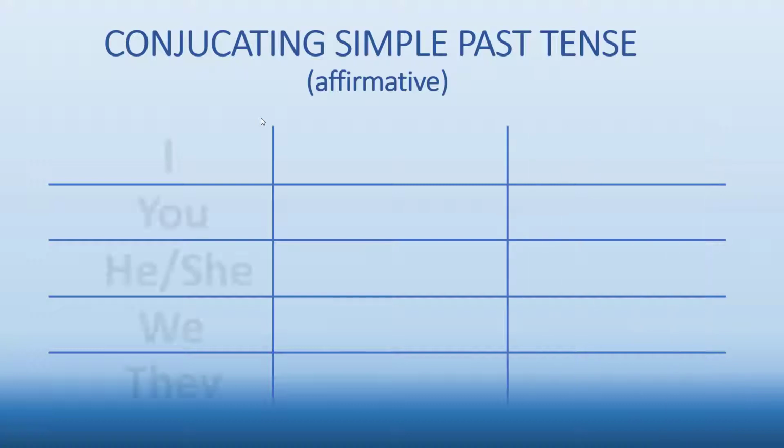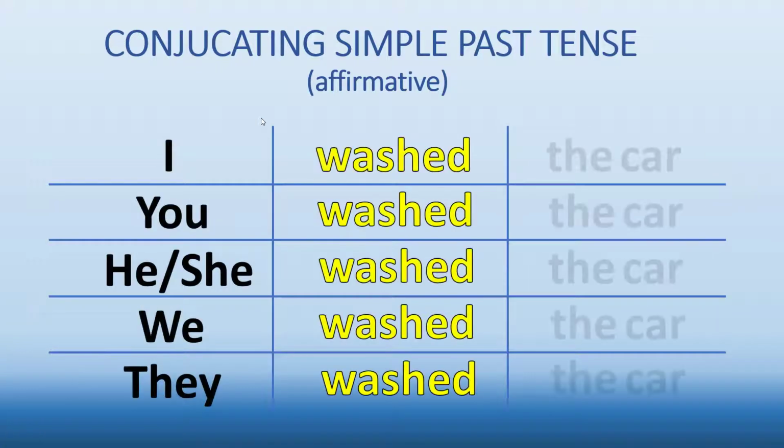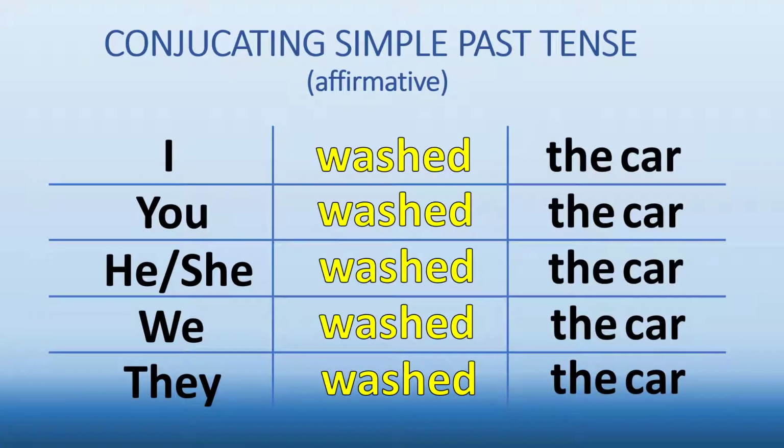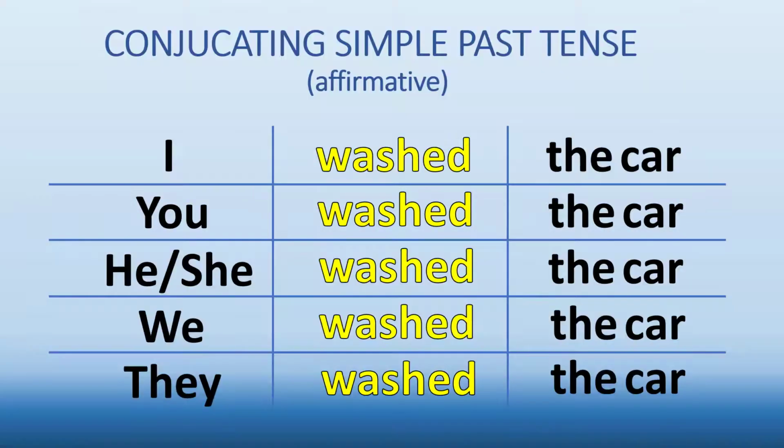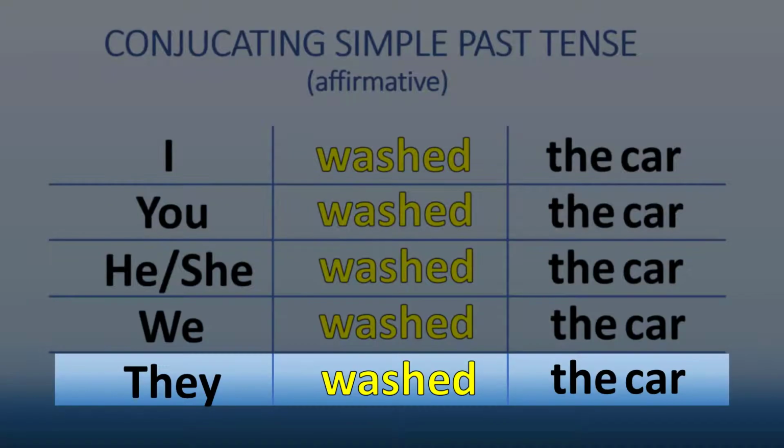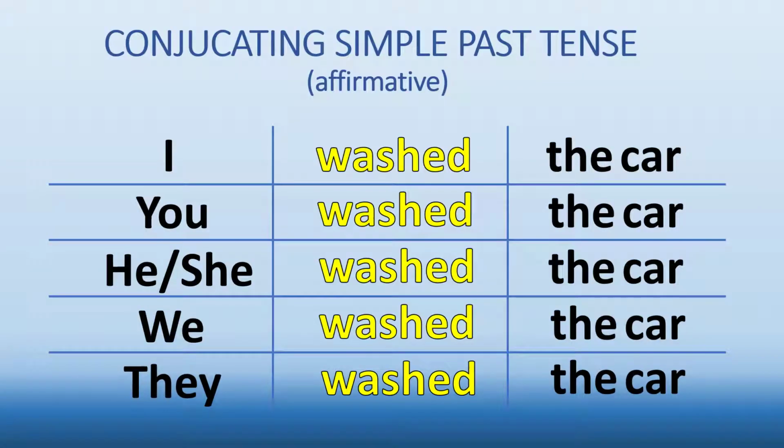Now I am going to tell you how to form simple past tense through this table. I washed the car, you washed the car, he or she washed the car, we washed the car, they washed the car. You just see in all these examples we use past form of the verb plus object. As the subject changes, there is no effect on verb and object. It remains same.